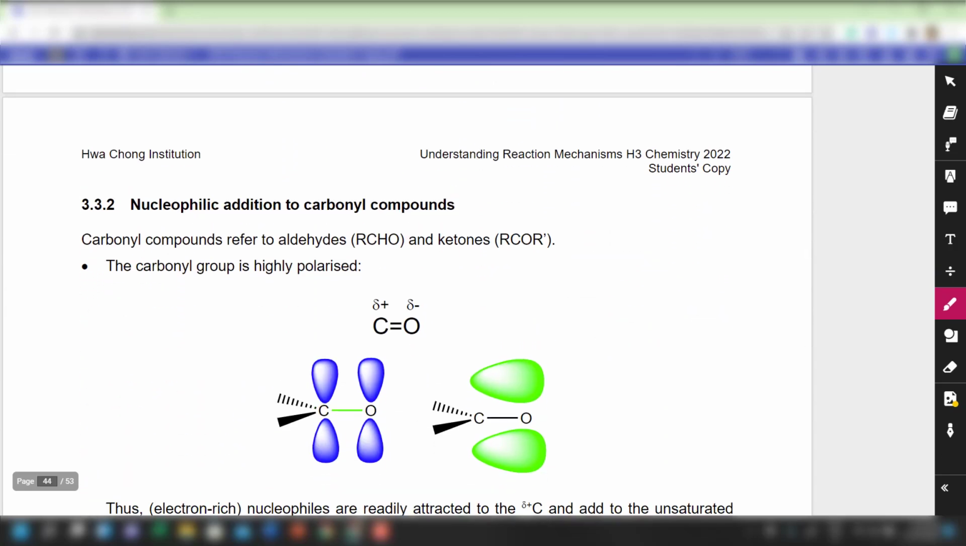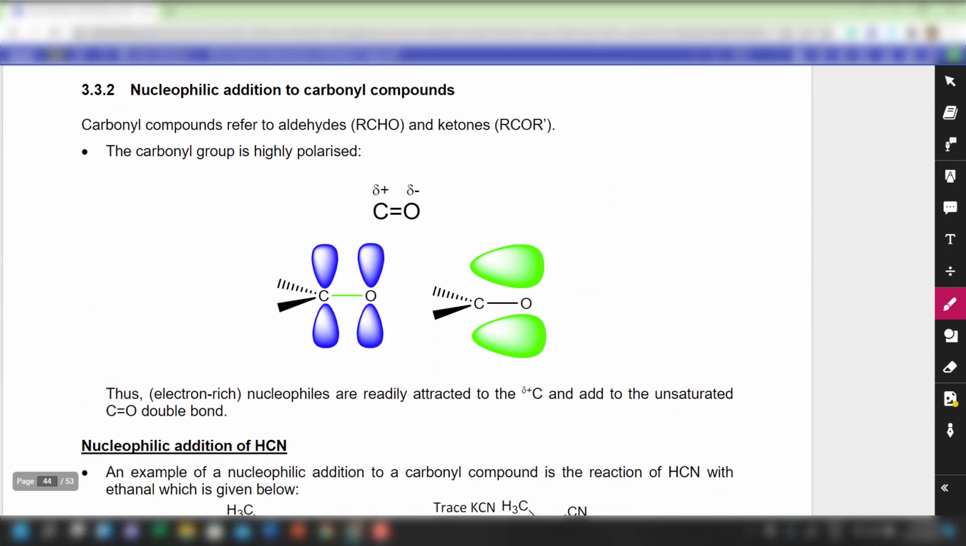Okay, so with that, let us take a look at nucleophilic addition, which is actually for your H2 topic 17. So you might want to review topic 17 first before you move on to this particular portion of the notes. But it's actually okay if you just read through a so-called abridged version so that you have some ideas on what exactly is happening for nucleophilic addition.